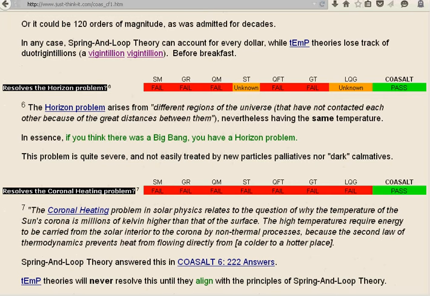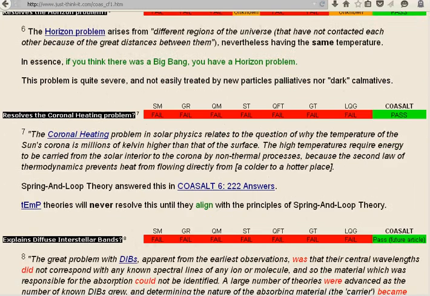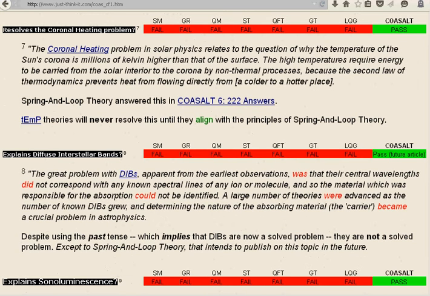While spring and loop theory answered this in COASALT 6, 222 answers. The existing mainstream physics theories will never resolve this until they align with the principles of spring and loop theory. Number 8. Does the theory explain diffuse interstellar bands?